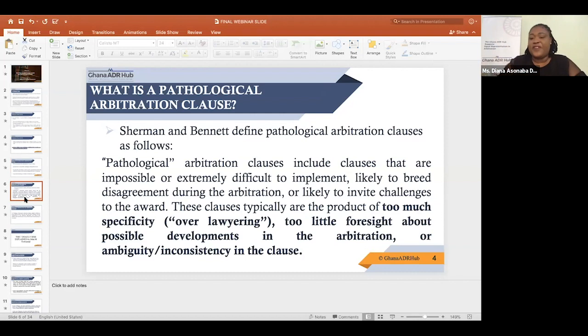Various definitions have been given on what's a pathological arbitration clause. According to Sherman and Bennett, they define a pathological arbitration clause. And can you see my screen? I'm just wondering if everybody can. Okay. So pathological arbitration clauses include clauses that are impossible or extremely difficult to implement, or clauses that are likely to breed disagreement or likely to invite challenges because of over-lawyering. There was too little foresight or omission in the way the clause was drafted.